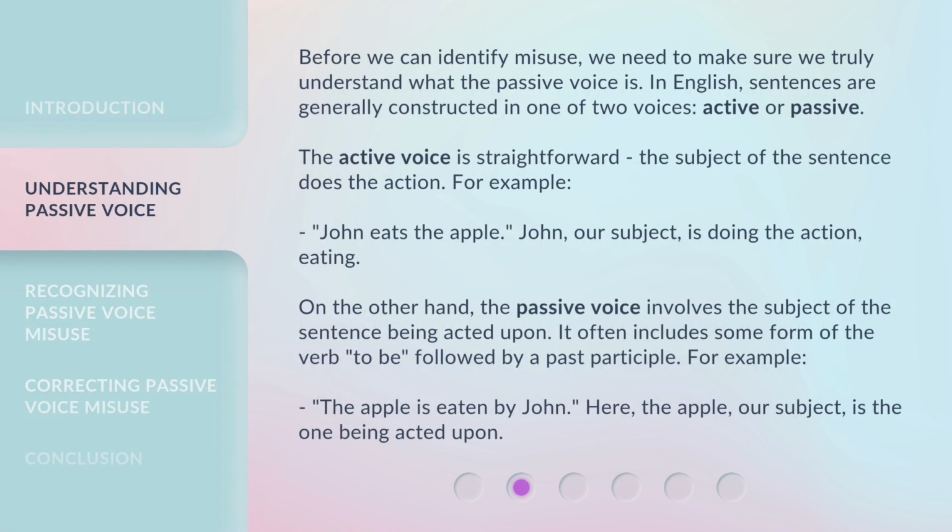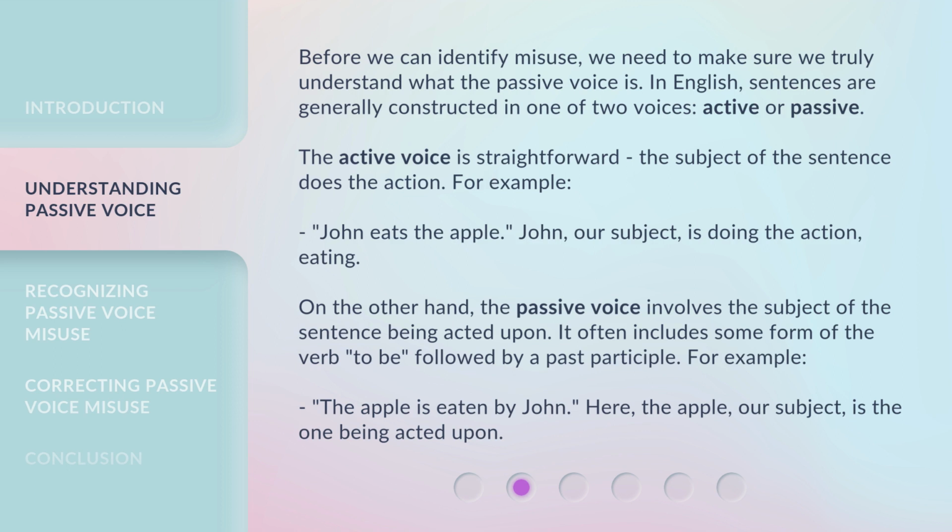Before we can identify misuse, we need to make sure we truly understand what the passive voice is. In English, sentences are generally constructed in one of two voices, active or passive. The active voice is straightforward. The subject of the sentence does the action. For example, John eats the apple. John, our subject, is doing the action, eating.